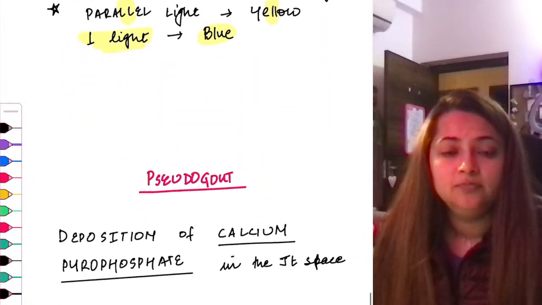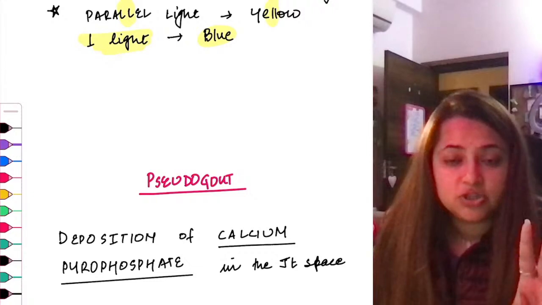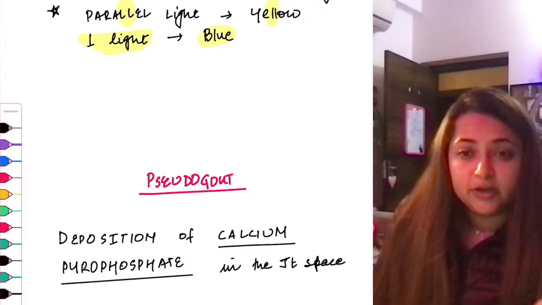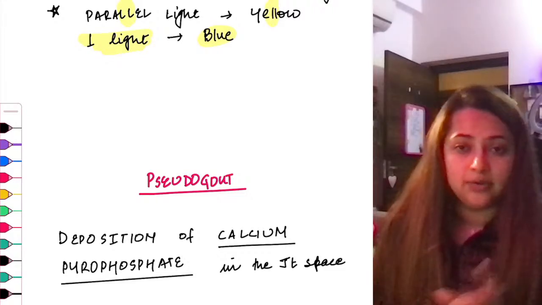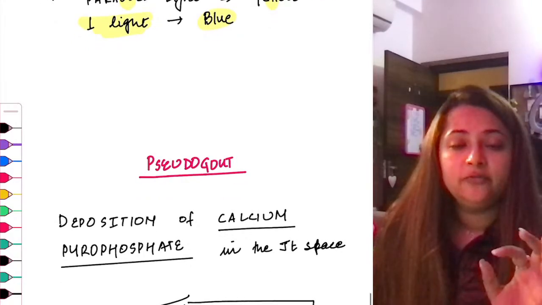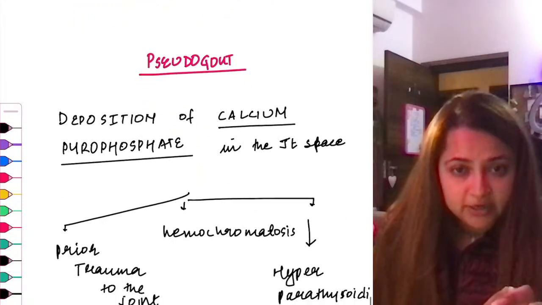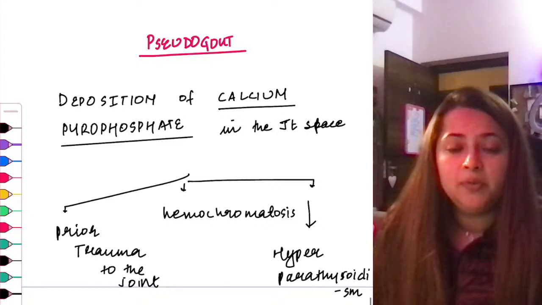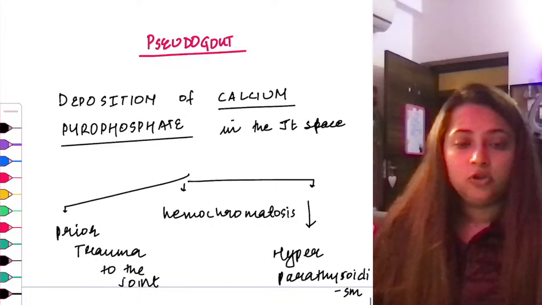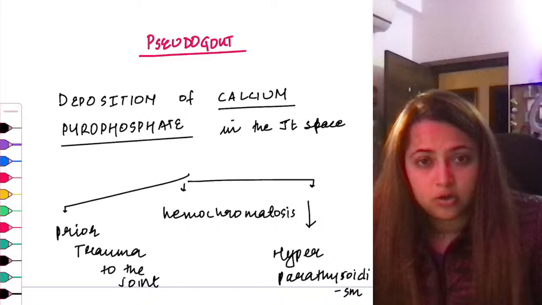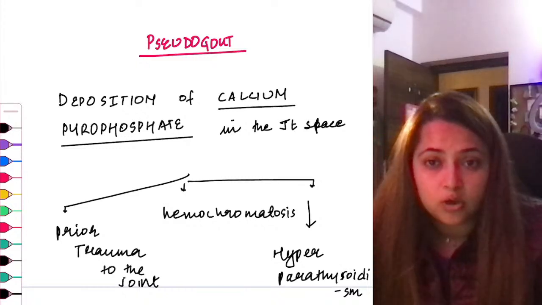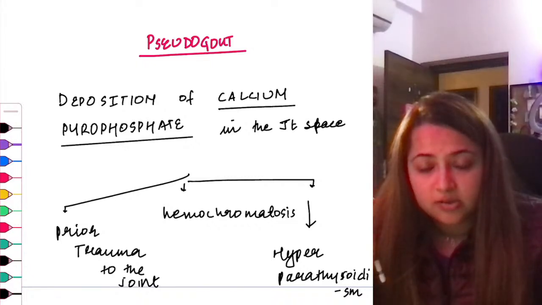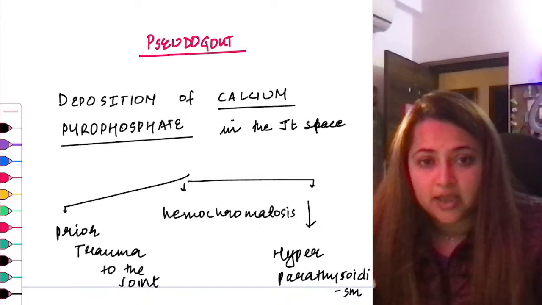Second point regarding pseudogout. There are three conditions that you have to remember that could be associated with pseudogout. Number one, any previous trauma to the joint. Number two is hemochromatosis, in which there is iron overload. Number three is hyperparathyroidism. Learn these three conditions. These are the risk factors for the development of pseudogout.